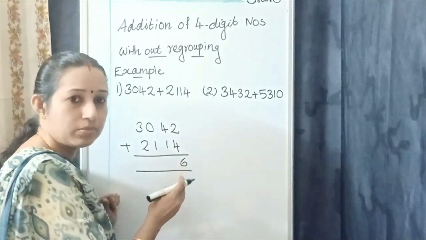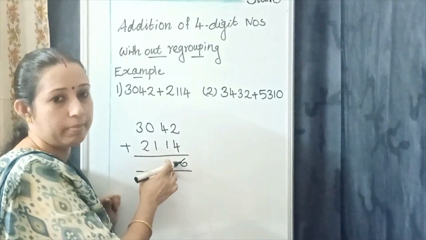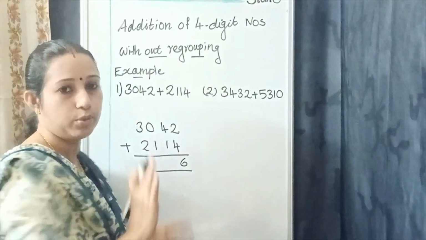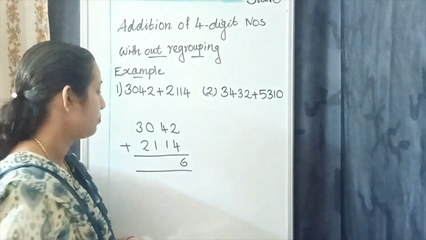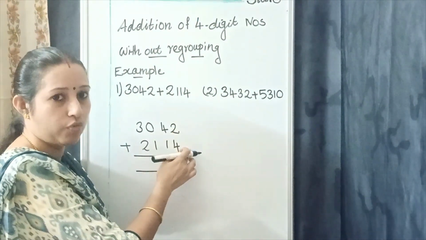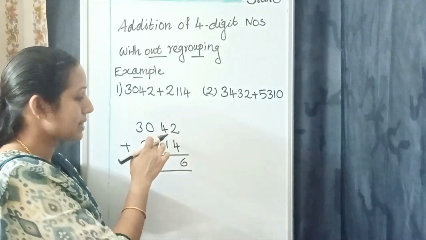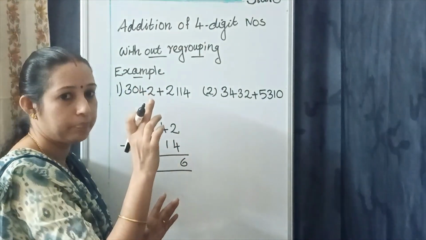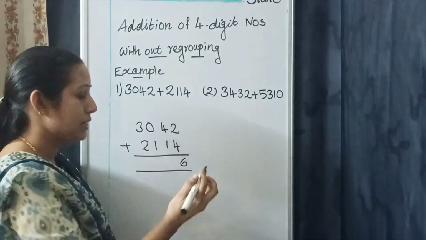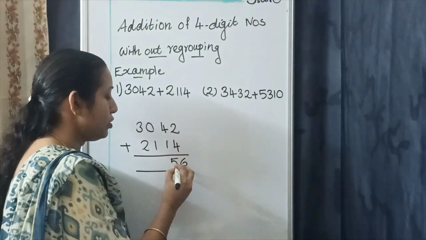Any carry over? No, because the answer is a 1-digit number. No carry over. Without regrouping. No need to regroup. Why? Because the answer is a 1-digit number. Next, ones place digits over. And next, the tens place digits, 4 plus 1. 4 plus 1 is equal to 5.